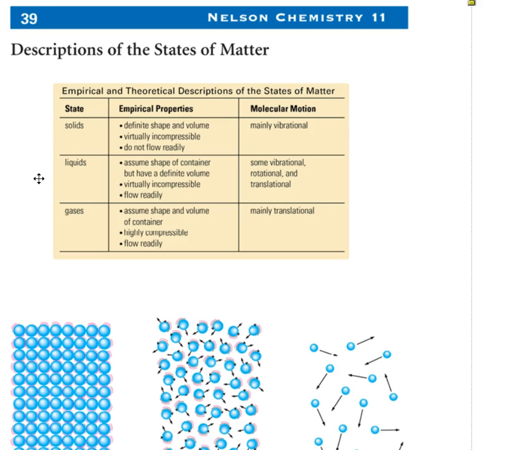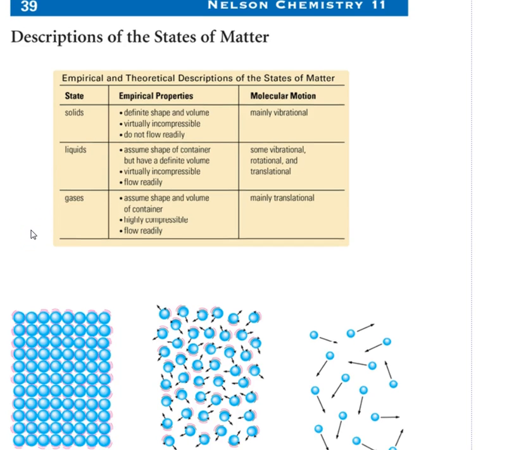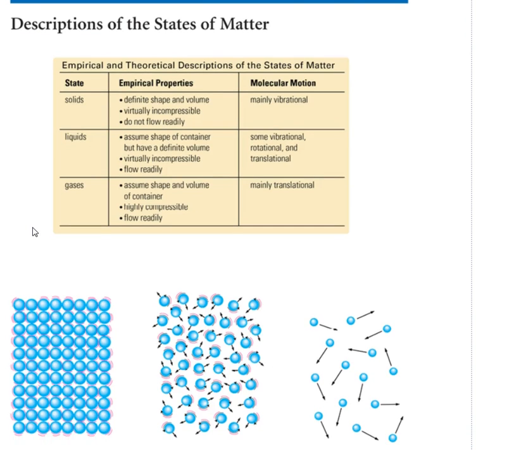We have properties that we definitely can observe. For solids, we tend to see solids having definite shape and volume. Think of an ice cube. Really hard to compress them. They tend to shatter more when we try to put pressure on them. They don't flow readily, usually, solids, unless its state or form is maybe a special case like a powder.